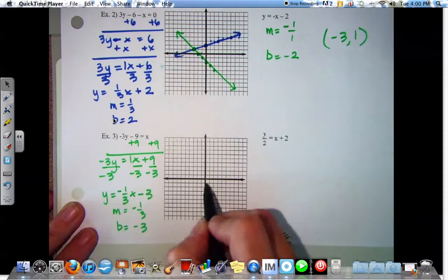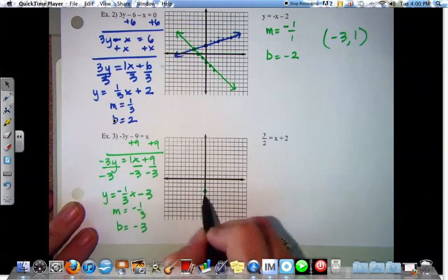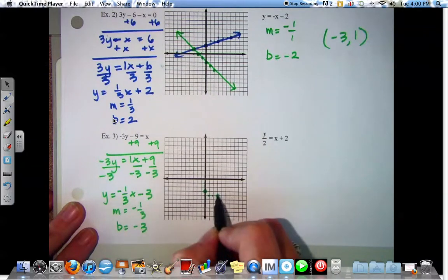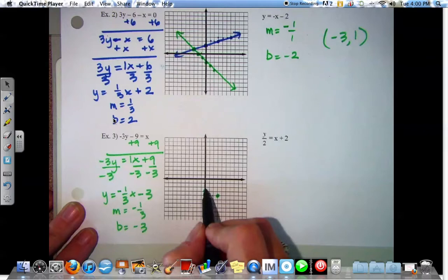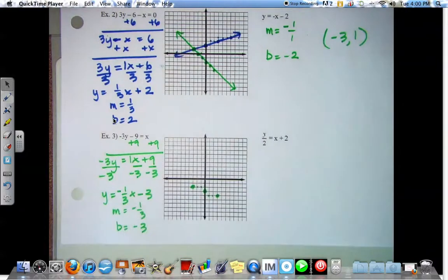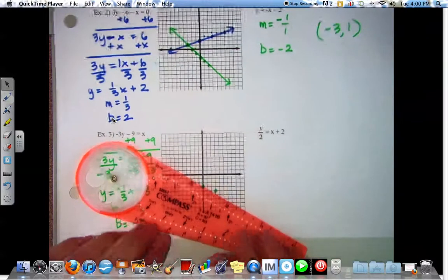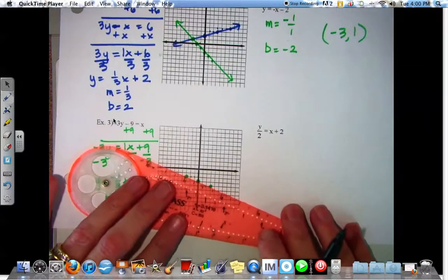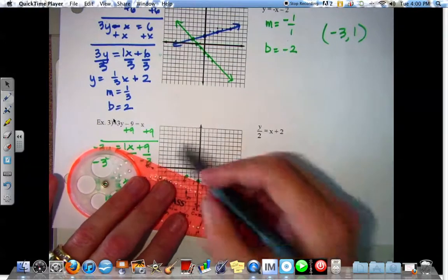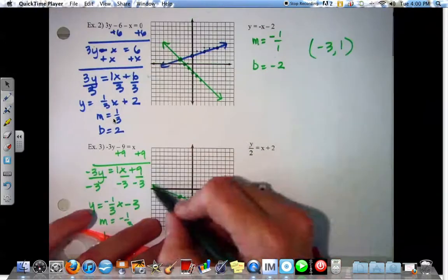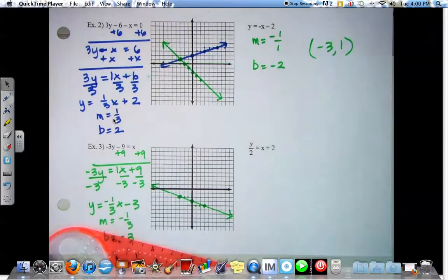So we start at negative 3, 1, 2, 3, down 1, over 1, 2, 3. And we go up 1 and over 1, 2, 3. To extend the line a little bit. And that line's all set.